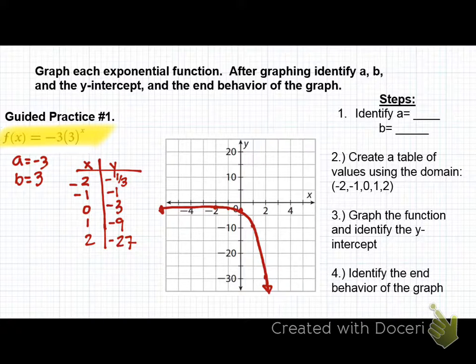What's 4 divided by 2? 2. 2 divided by 2? 1. 1 divided by 2? 0.5. 1/2 divided by 2? 1/4. 1/4 divided by 2? 1/8. You see how each of my answers is getting closer to 0, but it's not touching it? Okay? Good. All right. So, end behavior. As x gets bigger, what's happening to my graph? It's approaching what? Infinity. Negative infinity. Good job. As x gets bigger, it approaches negative infinity.